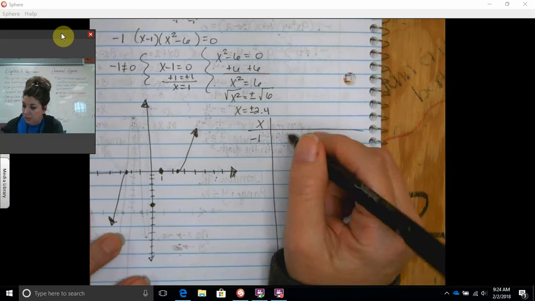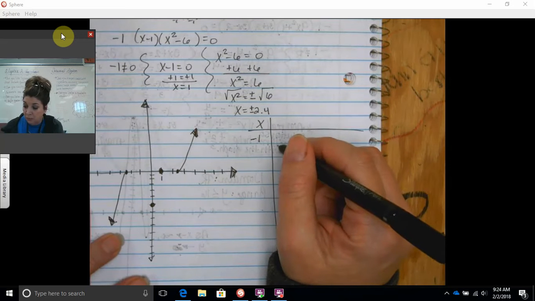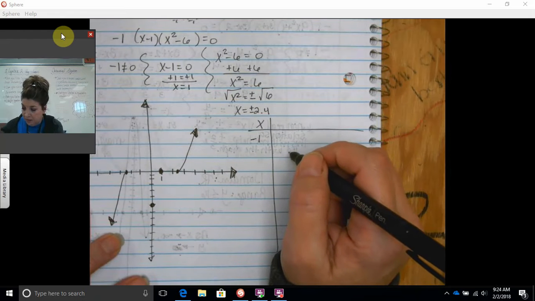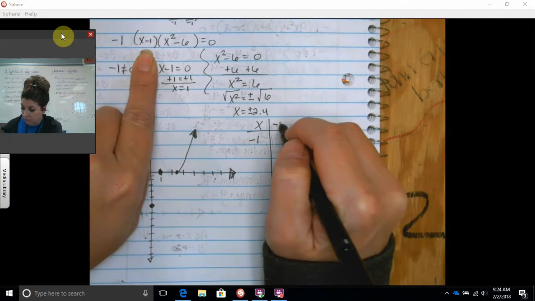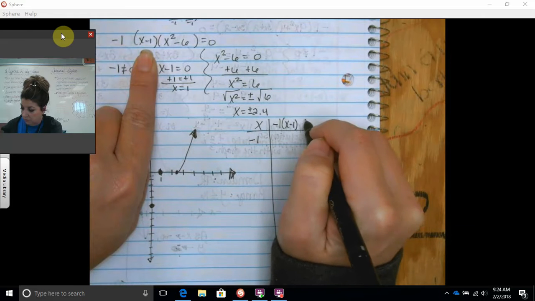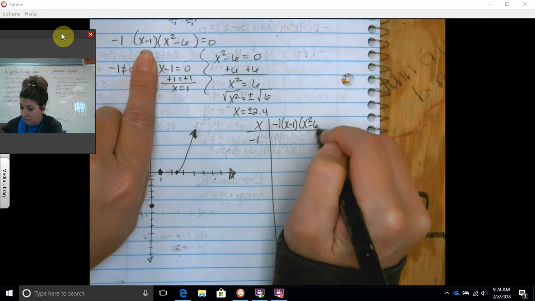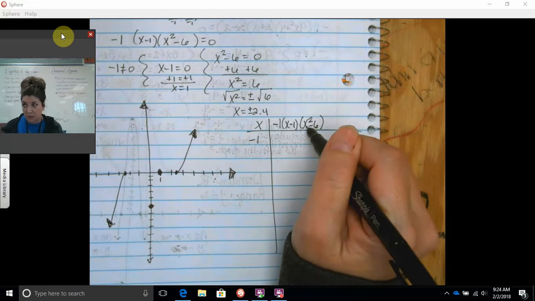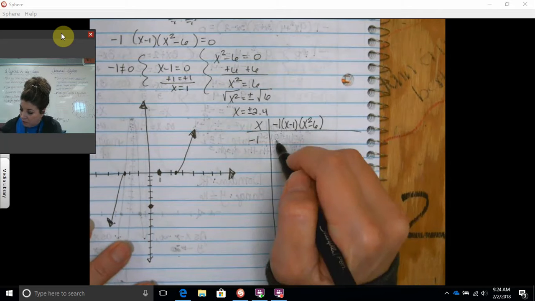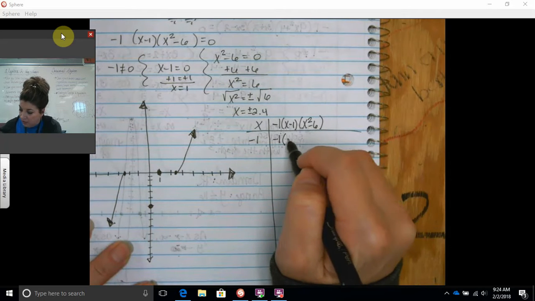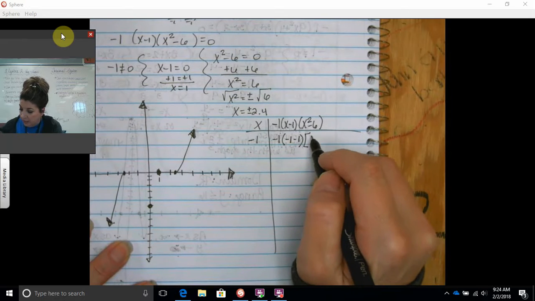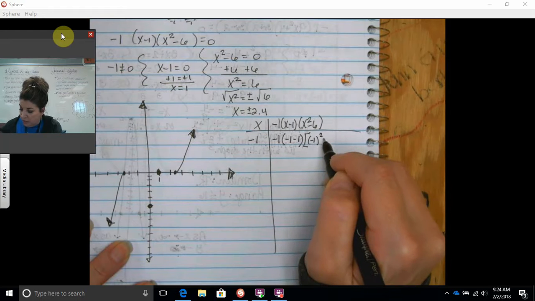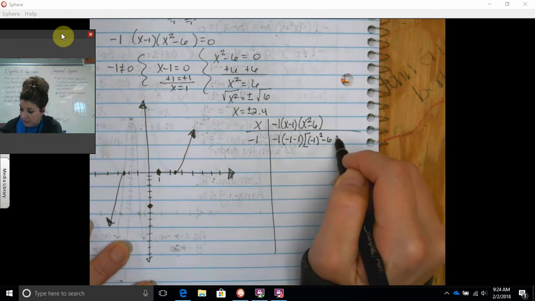And again, you can plug this into standard form or the factored form. I'm going to plug it into the factored form where we factored the furthest most. You've got to be careful though because you've got negatives. Right here we're going to be squaring that negative. So we have negative 1, open parentheses, negative 1 minus 1. In this parenthesis, I'll make a little bracket. Negative 1 quantity squared minus 6.